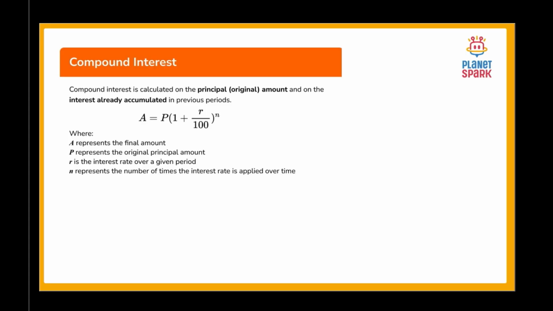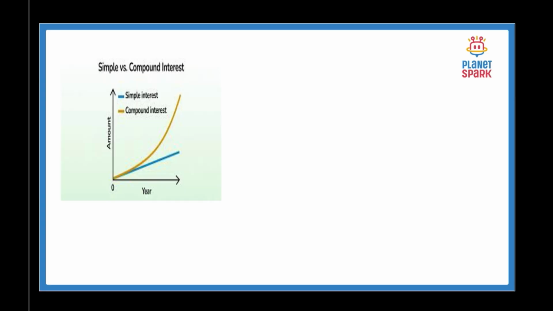Like if I'm investing rupees 1000 today, I will get 100 rupees interest for the first year. The next year, my principal amount will become 1000 rupees plus 100, which is rupees 1100. So the principal amount changes every year in case of compound interest. A is amount, P represents principal, R is rate of interest, N is time.